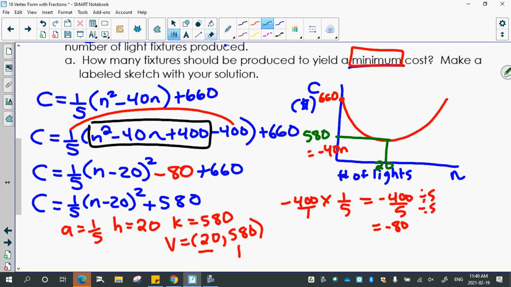Then read the question and make sure you answer the question they ask. The question says, how many fixtures should be produced to yield a minimum cost? So the question is asking how many lights they should make so that the cost is a minimum. Anyone think they know how many lights they should make? Owen? 20. 20 lights produces the minimum cost. They're not asking what the minimum cost is, which would be $580. They're asking how many lights you should make so that you get a minimum cost. So your therefore statement is going to be: therefore, they should produce 20 lights.